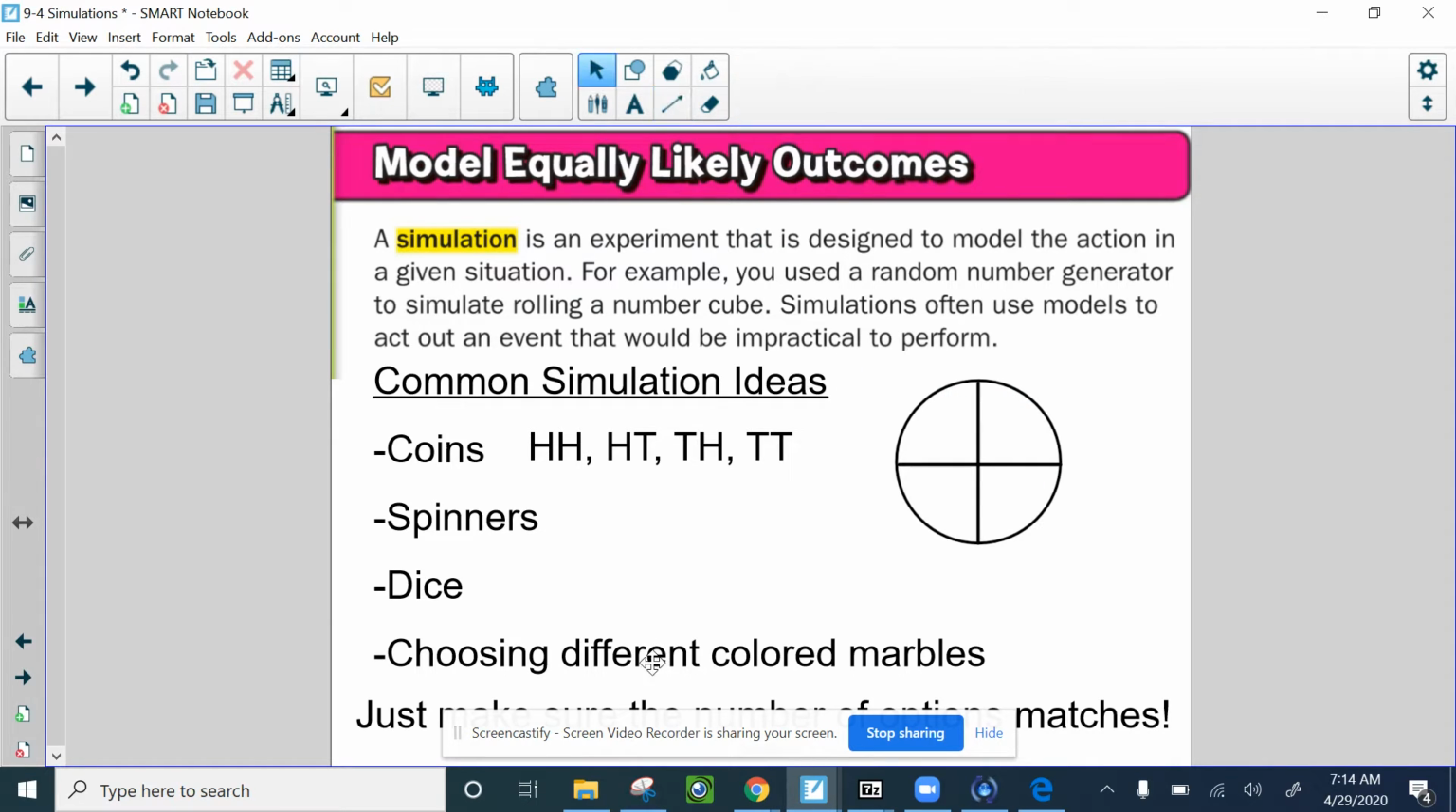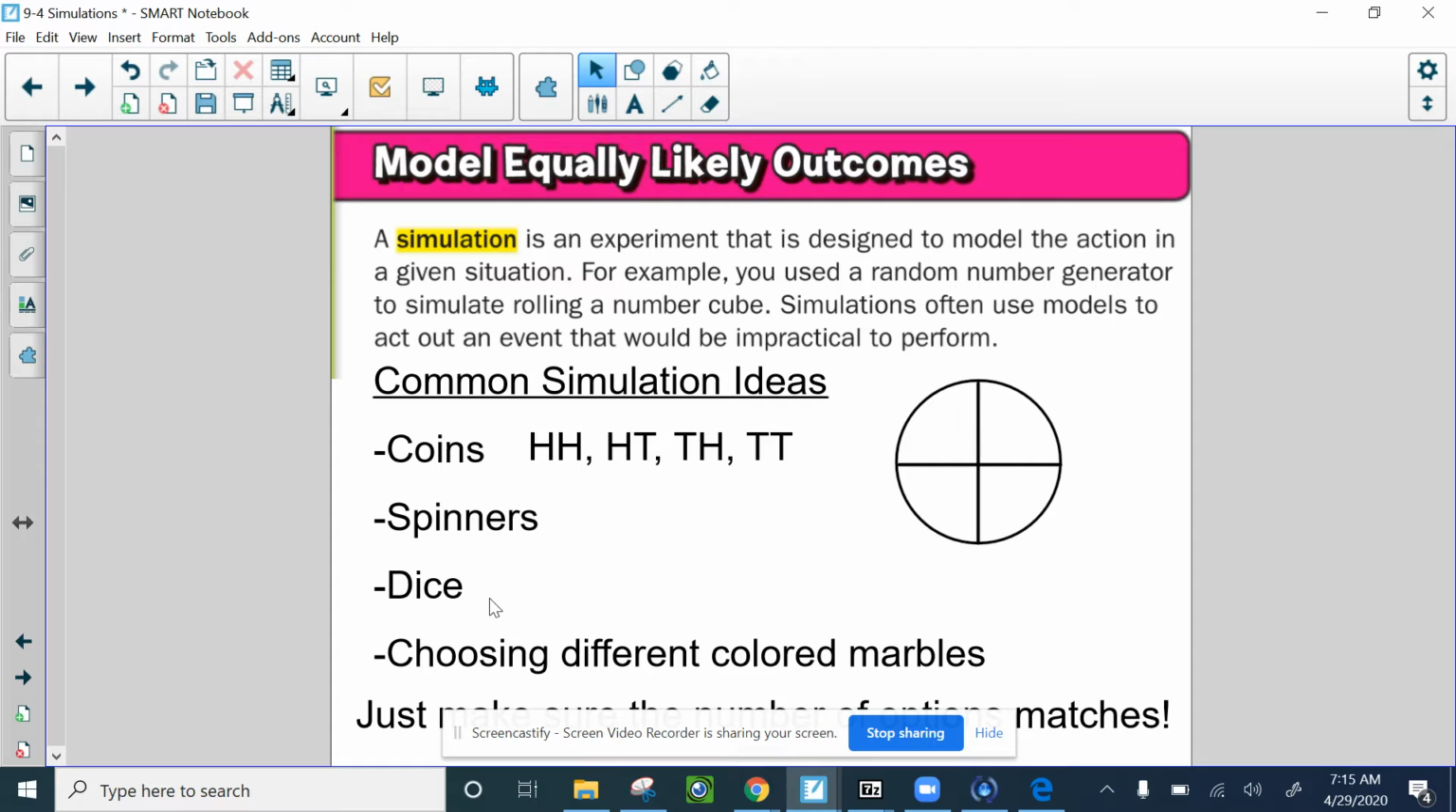I could choose different colored marbles, where I have four different colored marbles, again because I want the number of options to match. I could have four different colored popsicle sticks. If I wanted to use more than four, I just need to have a fraction that simplifies down to 1/4. So if I were going to have 20, I would need to make sure I had five of each color, because that would equal 1/4 of them being each of the different answer choices.